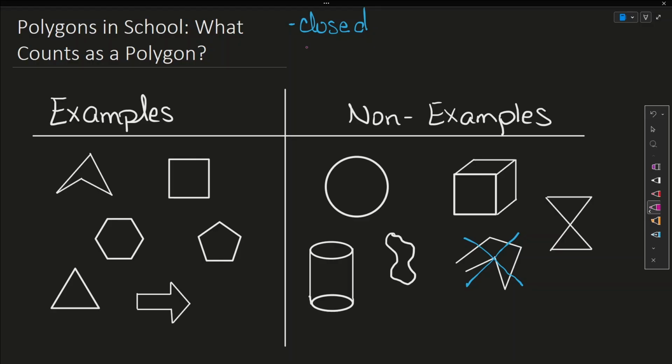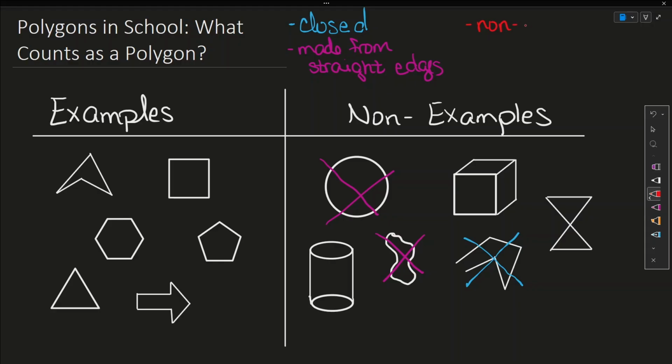The next thing it needs is to be made from straight edges. And this is going to eliminate a few. It'll eliminate our circle as well as this weird shape here. Technically, it should eliminate this cylinder as well, and it does, but I'm going to wait on that one for just a second.